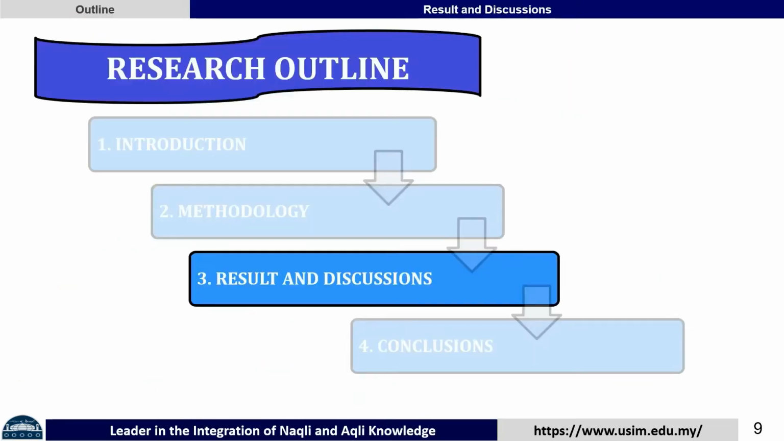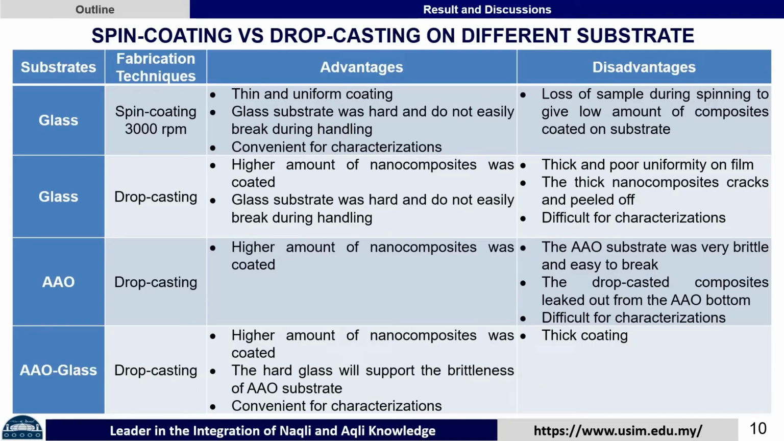For the results and discussion part, this table summarizes both the different fabrication techniques, which are either spin coating or drop casting, and also the different substrates, either glass, AAO, or a combination of AAO and glass, that were used in this study.